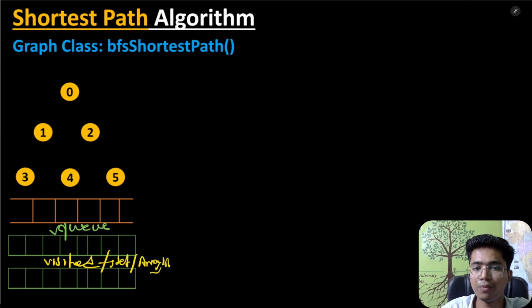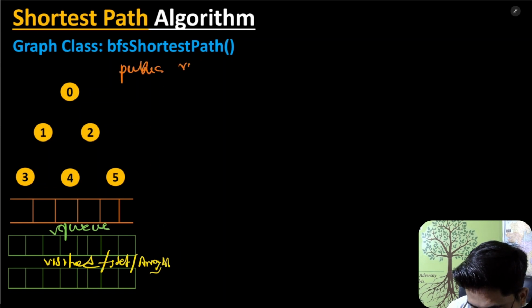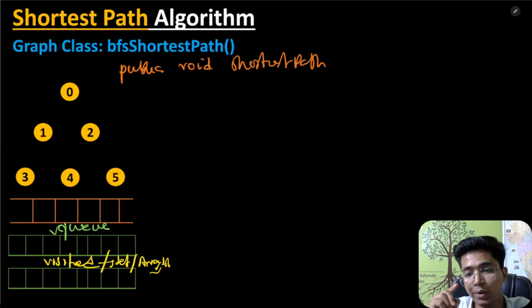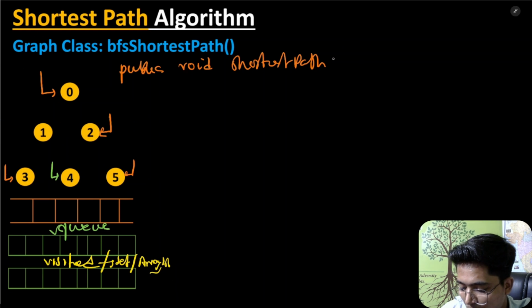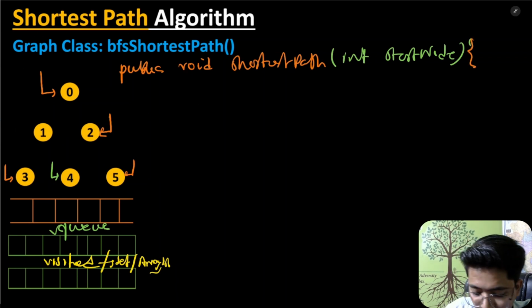First we'll be creating the function public void shortest path with respect to the start node. Whenever we deal with BFS strategy, we are always provided with a start node. It can be any start node. So we will be passing integer start node. Okay, so now we are passed with integer start node, and now we'll be starting executing the program.